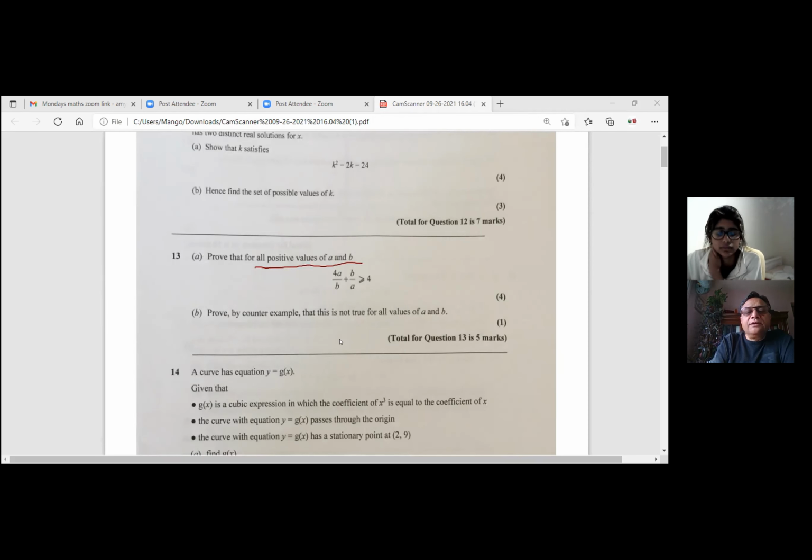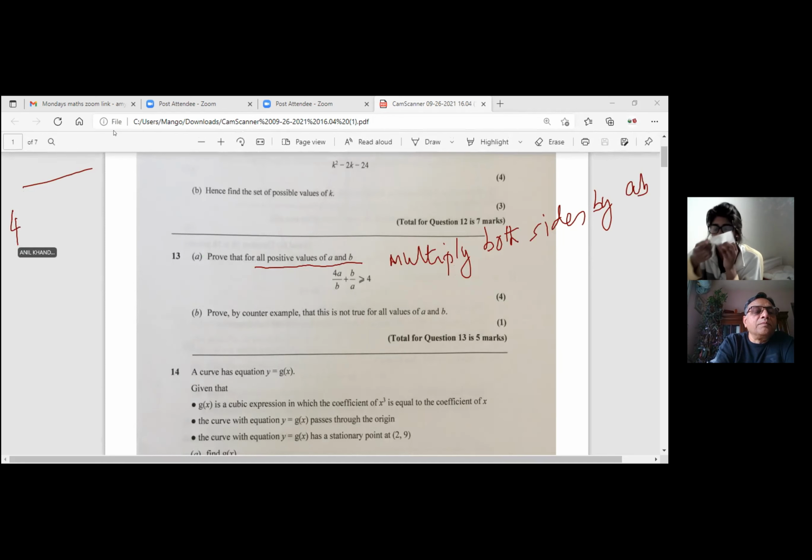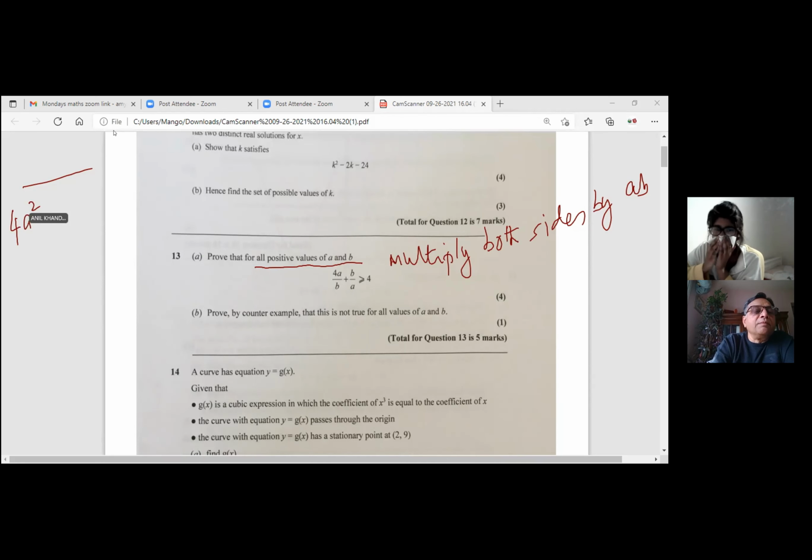So you could rewrite this by cross multiplying. We can multiply both sides by ab, right? Do you understand? So in that case, the first term will be 4a squared, plus b squared, correct, greater than or equal to 4ab. Is that clear to you?